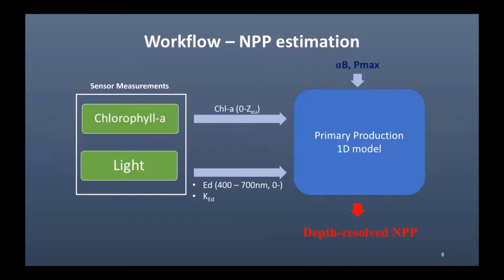So with both of these values, we can compute an irradiance profile to input into the primary production models. Moreover, we also have two biological coefficients. The first one is alpha^B, which is the initial slope of the photosynthesis-irradiance curve, and also we have the Pmax, which is the maximum primary production rate. So with all these values as input into the primary production 1D model, we can calculate depth-resolved net primary production.